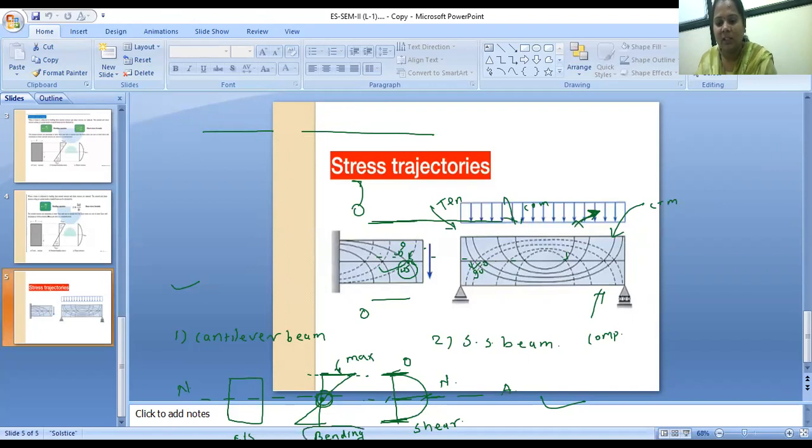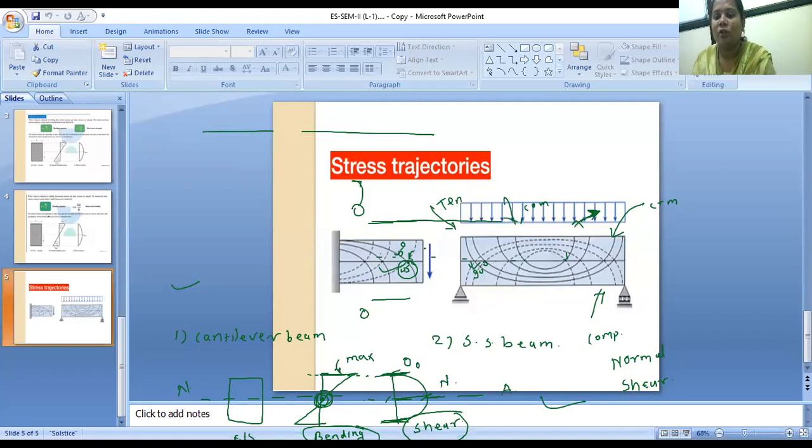So these bending stresses will be generated due to normal forces, and these shear stresses will be generated due to shear forces. Whenever you are calculating stresses, you observe here that bending stresses are maximum at the extreme fiber and zero at the neutral axis, whereas shear stresses are zero at the extreme fiber and maximum at the neutral axis.